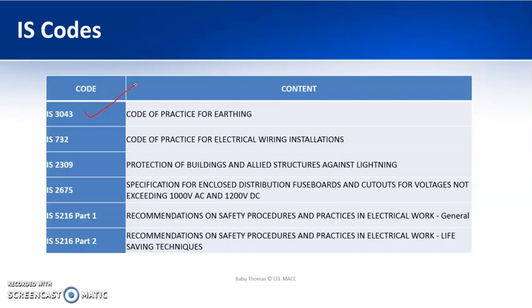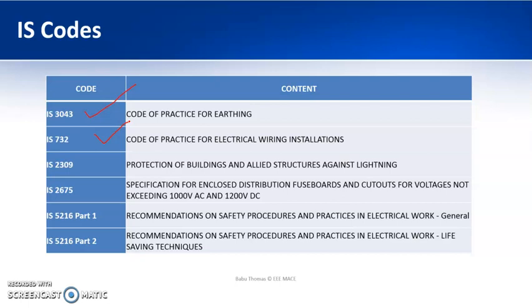Similarly, IS 732 is the code of practice for electrical wiring installations. While doing the wiring in a particular building or an industry, what are the practices which have to be followed so that it ensures the safety and ease of operation for the users.